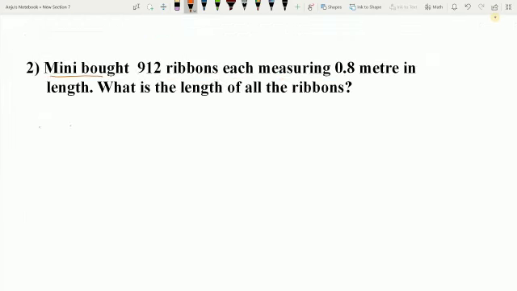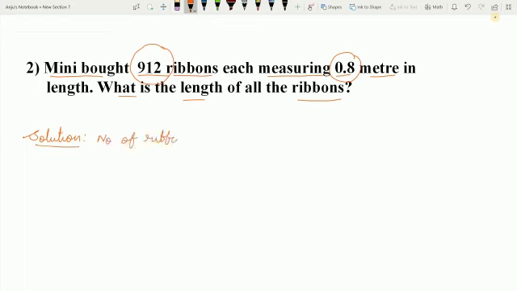Now, let us see the second example. Question 2. Minnie bought 912 ribbons, each measuring 0.8 meter in length. What is the length of all the ribbons? So, students, what is given in this question? Here, we have given the total number of ribbons bought by Minnie, which is 912, and we have given the length of each ribbon, that is 0.8 meter, and what do we have to find? Length of all the ribbons. So let's write the solution.